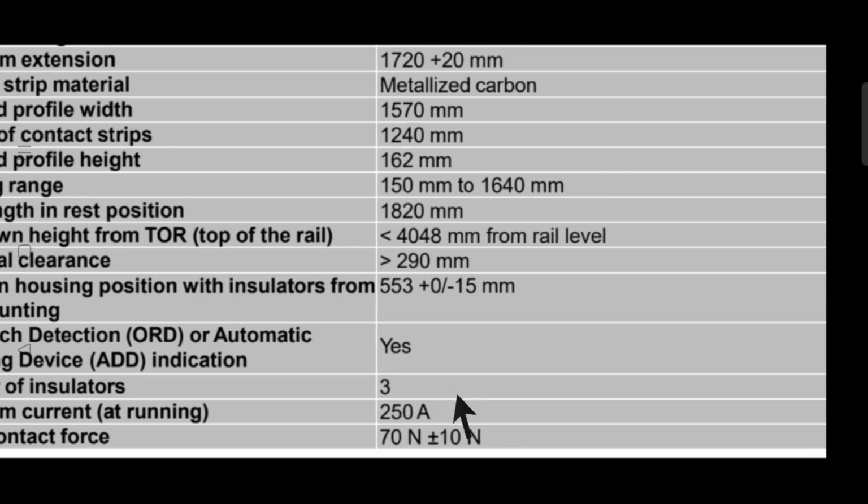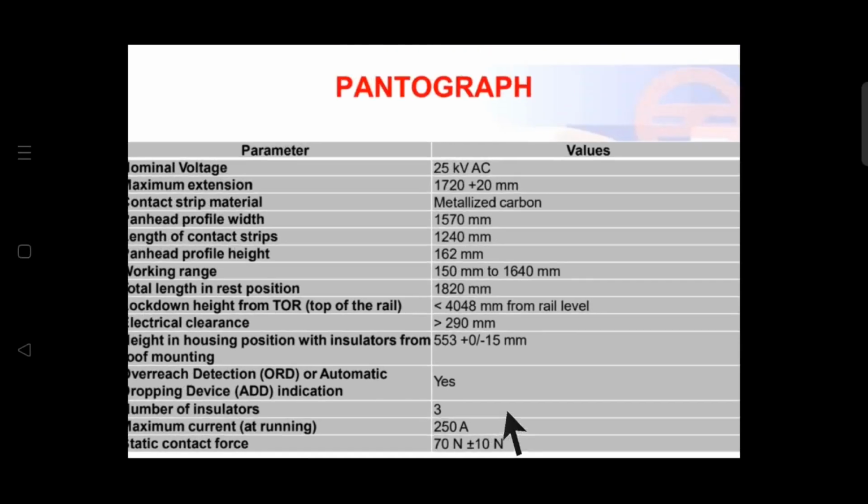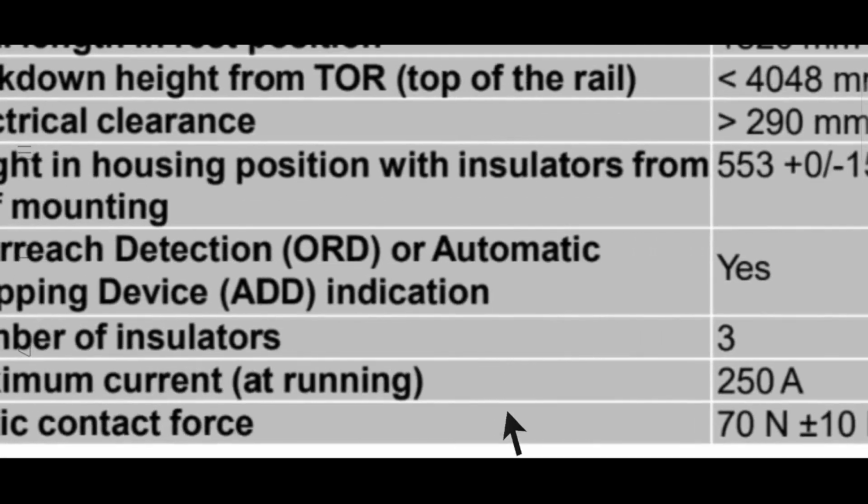Now the maximum current is 250 ampere. The maximum current in running condition is 250 ampere. It is also one of the important questions, maximum current in running condition. How much maximum current is drawn by the pantograph when the train is in running condition? It is 250 ampere.